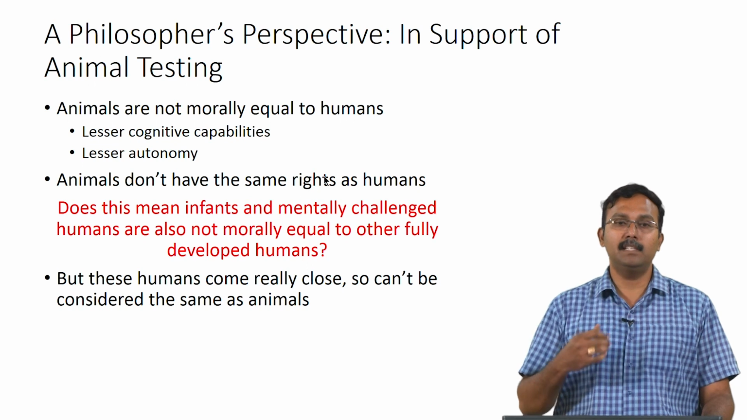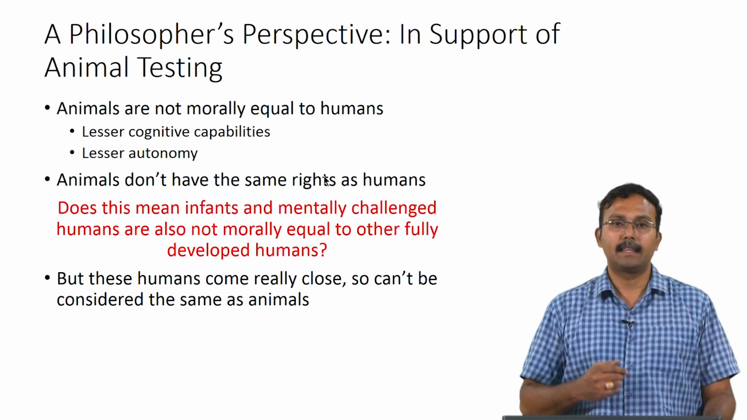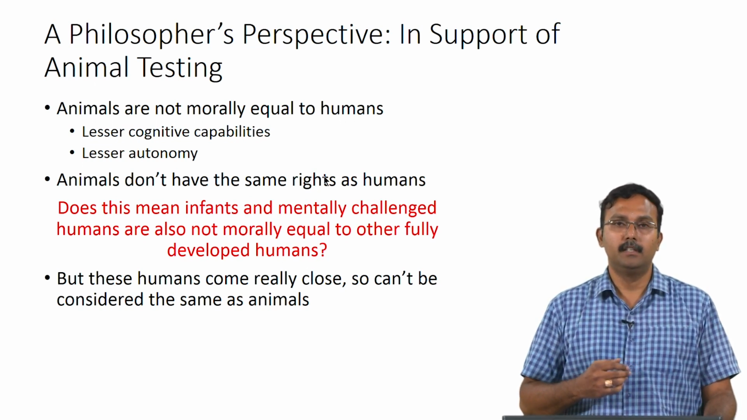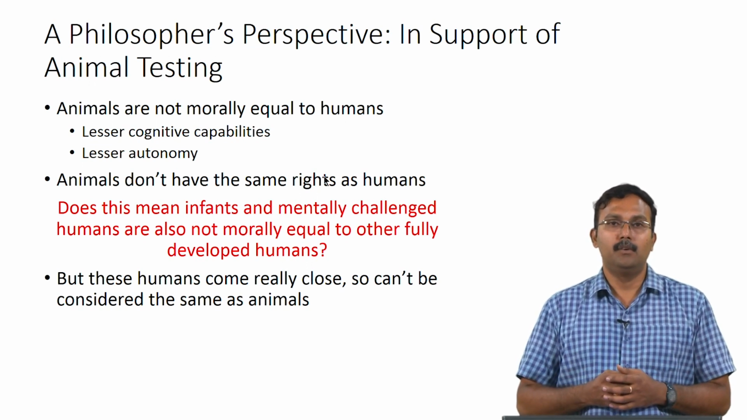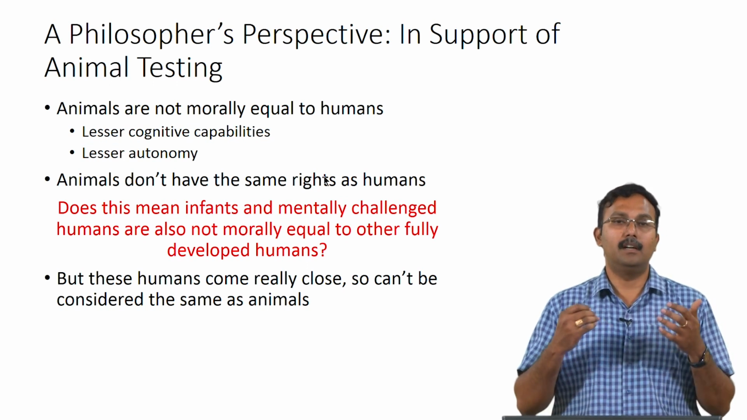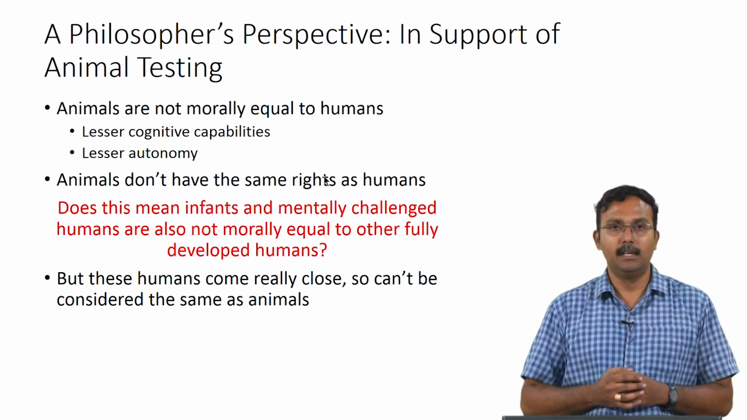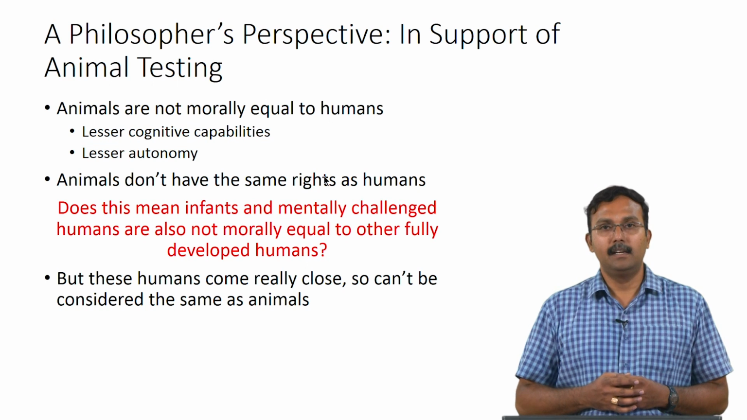One of the things which is said is that animals are not morally equal to humans. They have lesser cognitive abilities and lesser autonomy. So, you cannot fully treat them as equals. We do kill animals for food, we do treat animals as second class species in this world. We may want to deny that, but that is the reality.